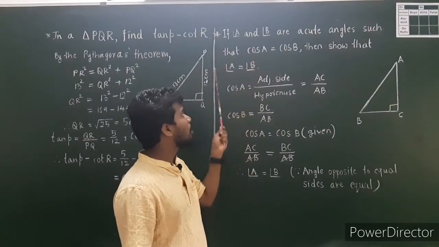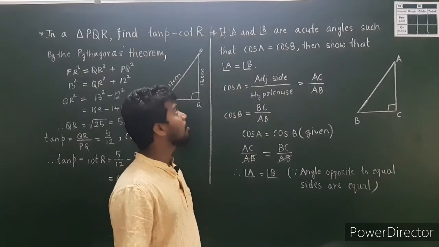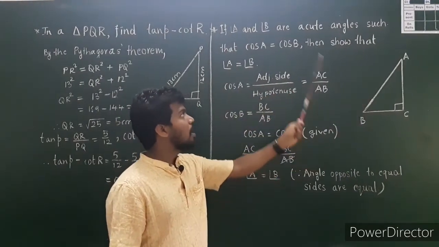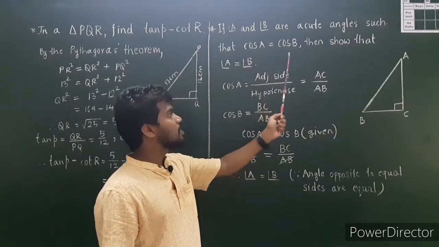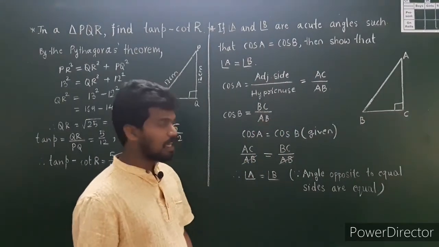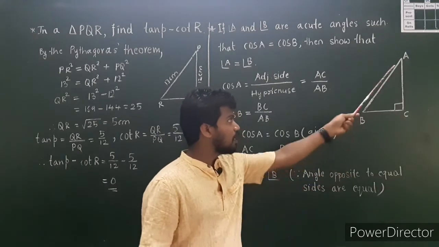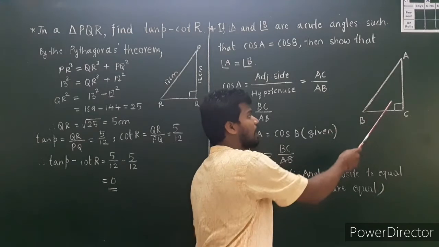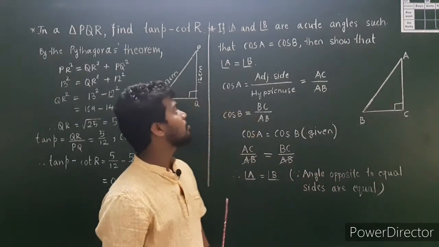So the answer you got, angle A is equal to angle B, and they given angle A and angle B are acute angles such that cos A is equal to cos B. You consider one triangle ABC and angle C 90 degree. You see that both angle A and angle B are acute angles.